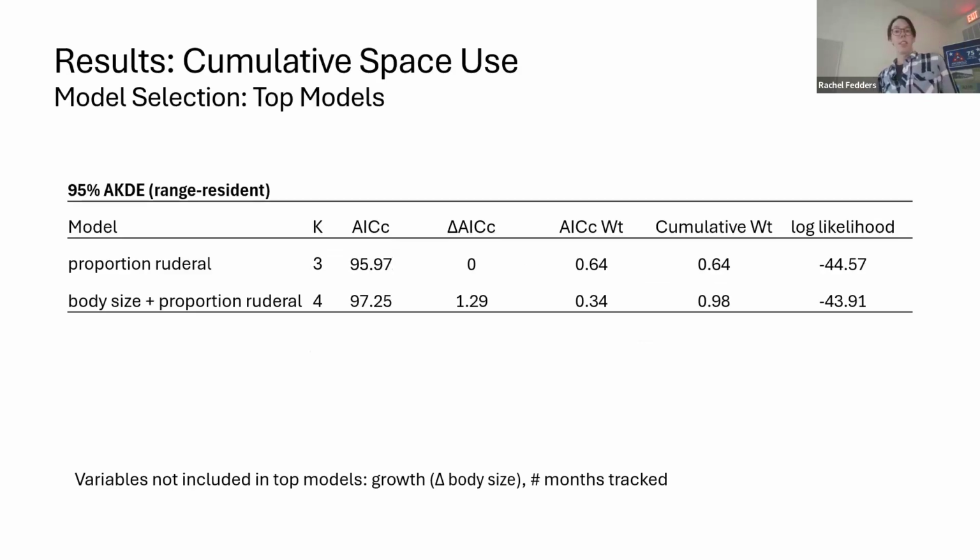Okay. These are the results of the AIC model selection. These are the two top models that came out. They both contained the proportion of ruderal habitat, and the second best model also included body size. Just a note, even though female body size and proportion of ruderal habitat were moderately correlated, our VIF test for multicollinearity indicated that it was okay to include these in the model together. And we'll look at each of these variables individually in our model averaging.